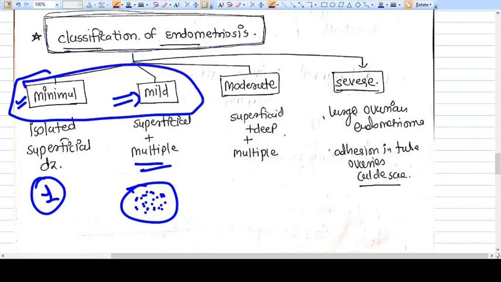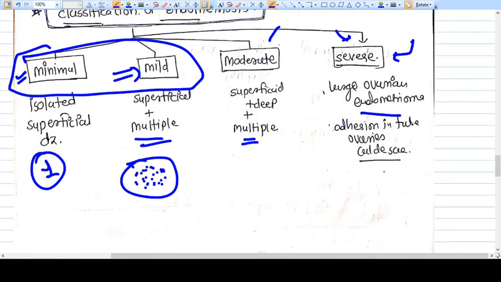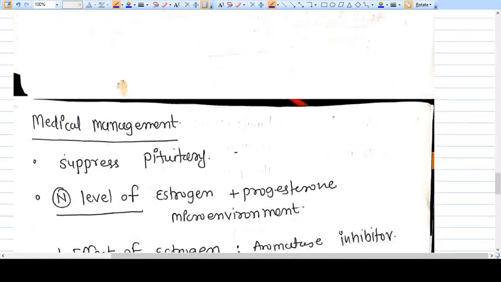If these lesions go deep into the tissue, then it converts into moderate to severe endometriosis. In moderate endometriosis, we can see superficial and also deep lesions and multiple lesions. In severe endometriosis, we can see large ovarian endometrioma, and adhesions in the tube and cul-de-sac. Everything is suggestive of severe endometriosis.